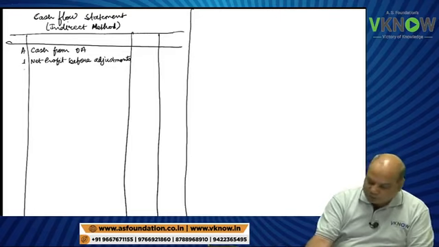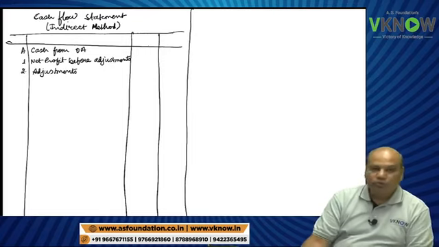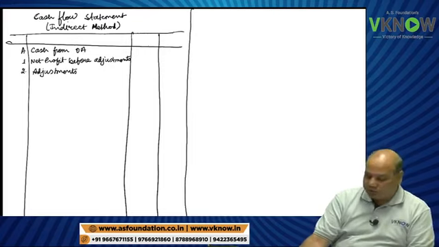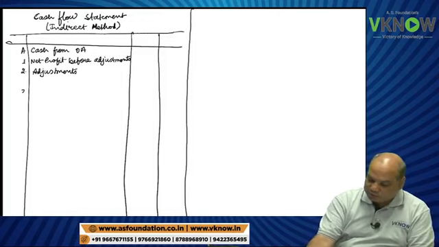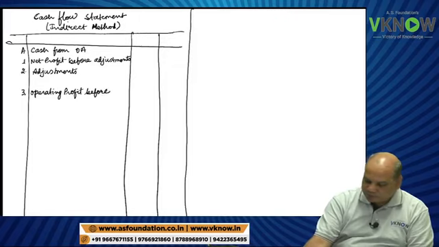Net profit before adjustment. Point number 2, adjustments. Keep 2 lines blank. Point number 3, operating profit before working capital changes.